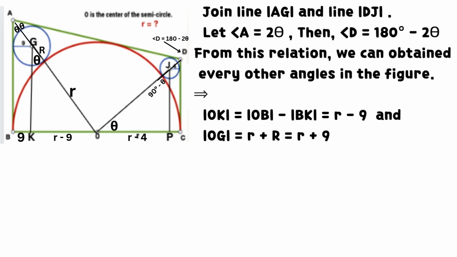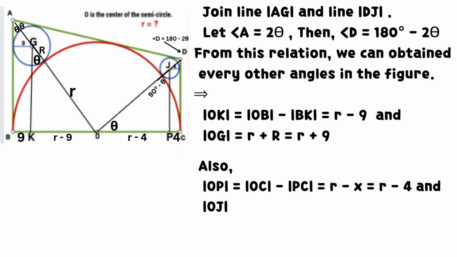This implies that line OK equals line OB minus line BK, which equals R minus 9, and line OG equals the sum of R and 9, as shown on the screen. Also, line OP equals line OC minus PC, which equals R minus 4. And line OJ equals the sum of R and X, which equals the sum of R and 4.